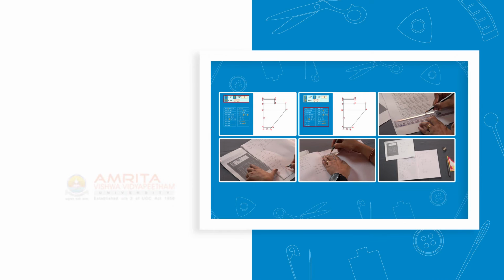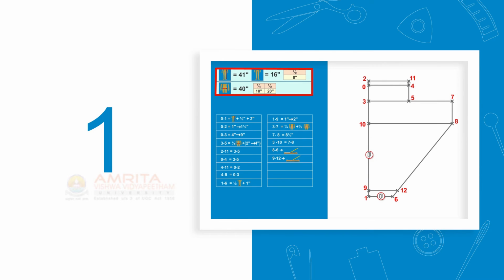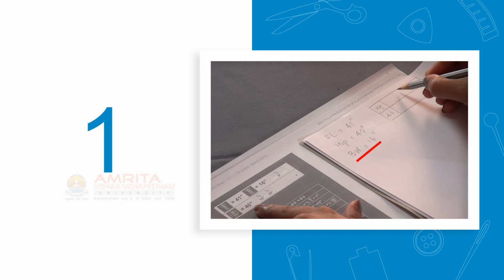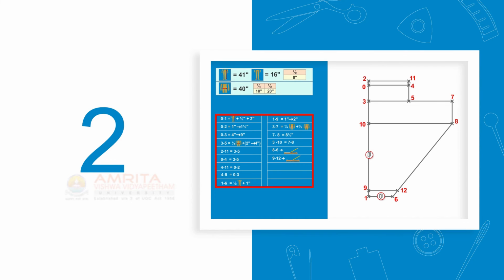Before we conclude, let's take a look at the key points. Step 1. Refer the drafting instructions to see which body measurements need to be taken. Note the measurements in your notebook. Step 2. Check the pattern instructions to see if you need to find out any fractions of the body measurements. If so, draw a table with all the fractions to be found out.